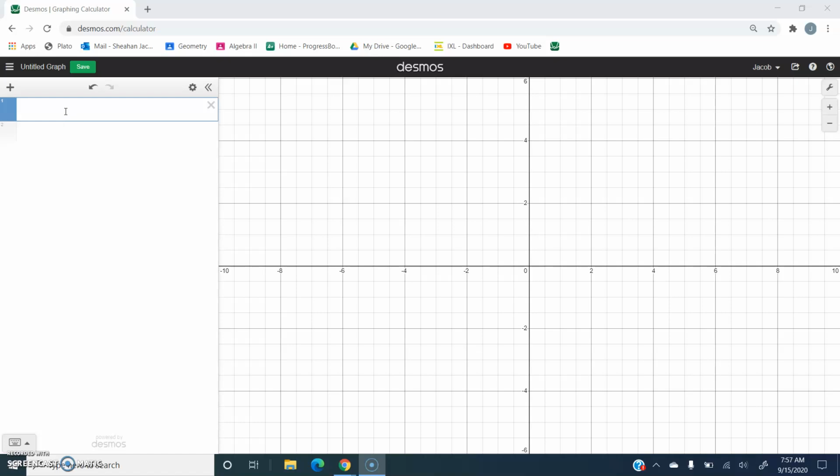Okay, guys, so we're going to be doing 4 different parent functions today. These different functions are the ones you're going to see throughout the semester. Okay, so I'm here on Desmos. This is our graphing calculator. It's linked in the Google Classroom.